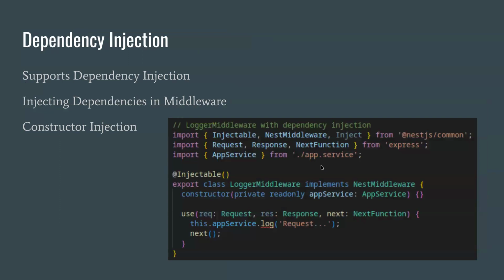Something to keep in mind is dependency injection. NestJS middleware fully supports dependency injection, allowing you to inject dependencies available within the same module. This is achieved through the constructor, similar to how providers and controllers handle dependency injection. This feature is especially useful when your middleware requires access to services or other dependencies.